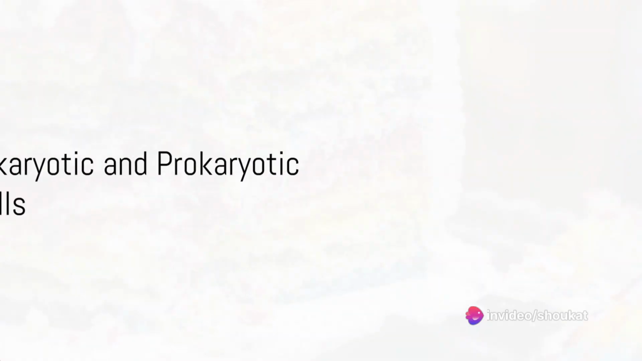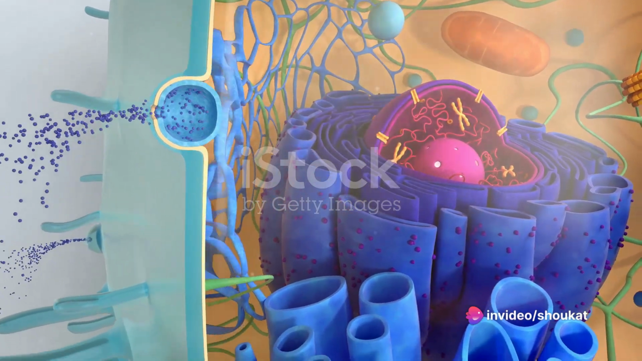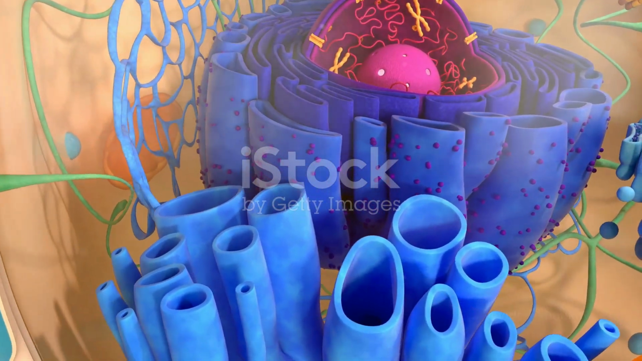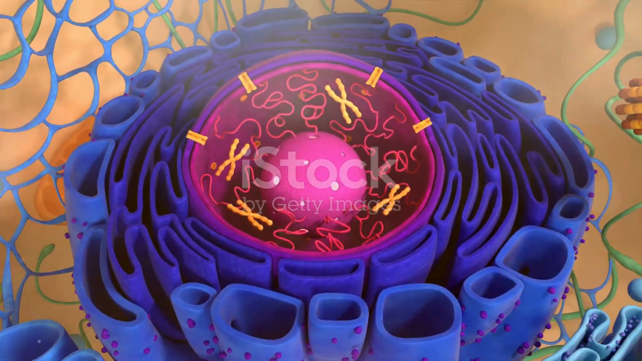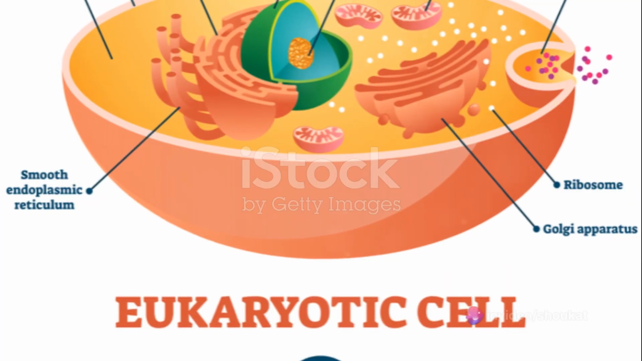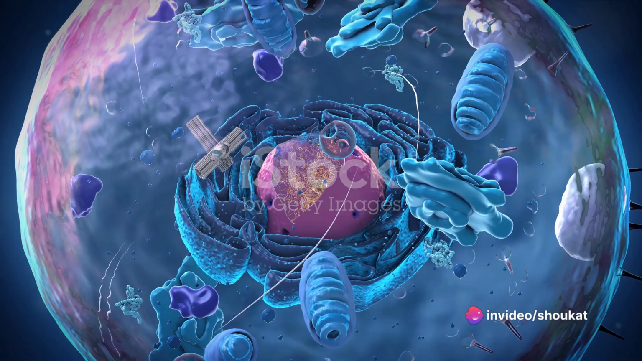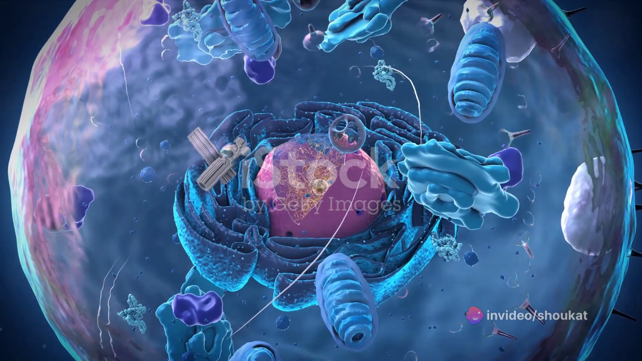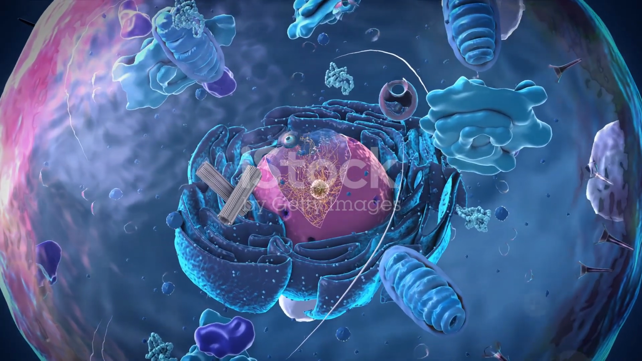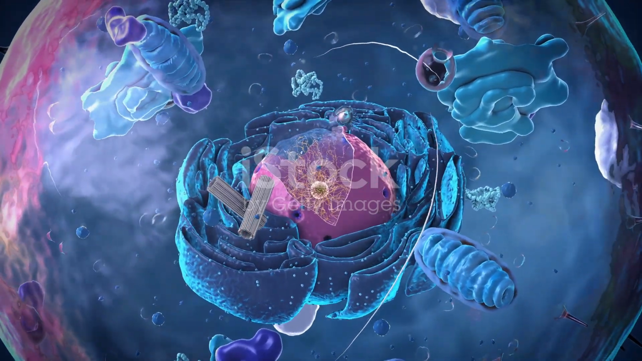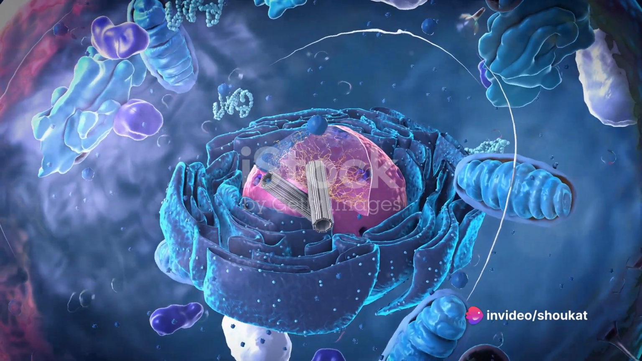Now, let's discuss the differences between these two types of cells. The most apparent difference lies in their structure. Prokaryotic cells are smaller and simpler, while eukaryotic cells are larger and more complex. This complexity in eukaryotic cells allows for compartmentalization, which enables them to carry out specialized functions in different areas of the cell. Additionally, eukaryotic cells have a true nucleus, which contains their DNA, while the DNA in prokaryotic cells is not enclosed within a membrane.